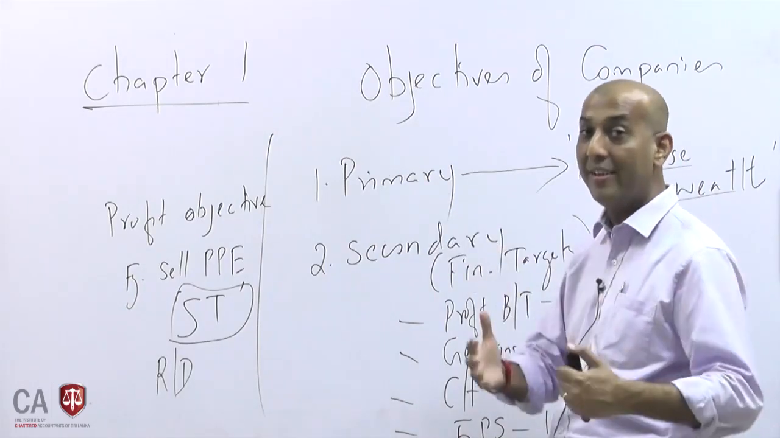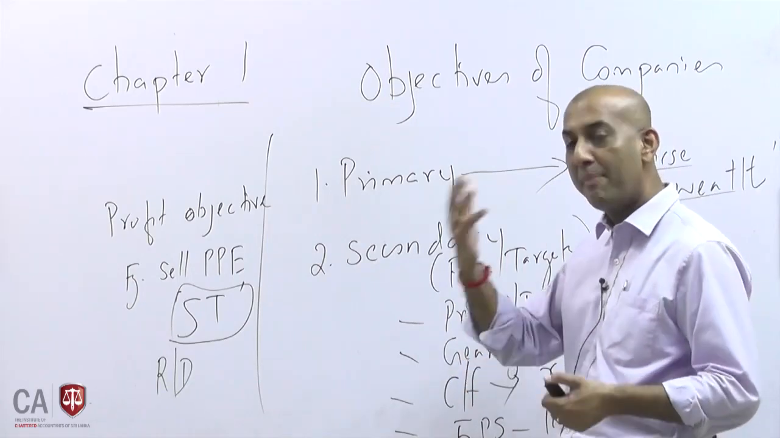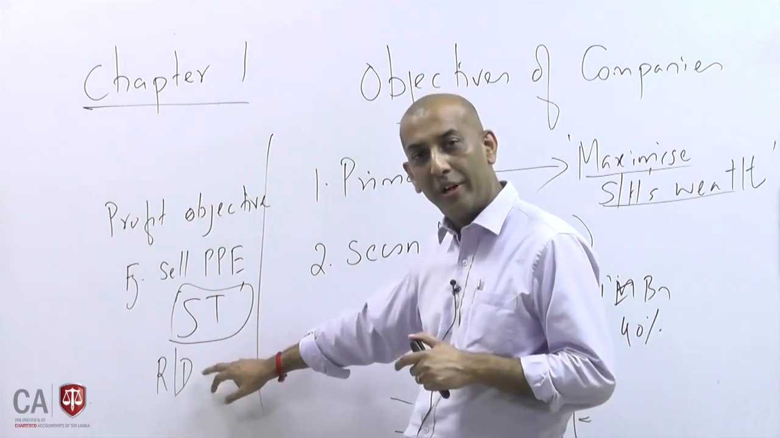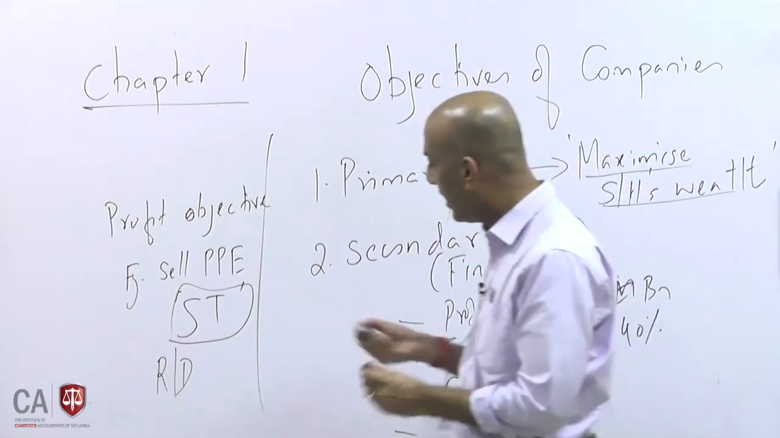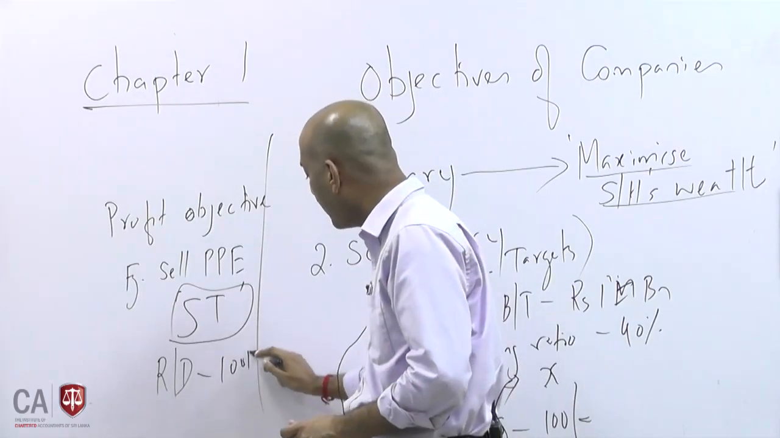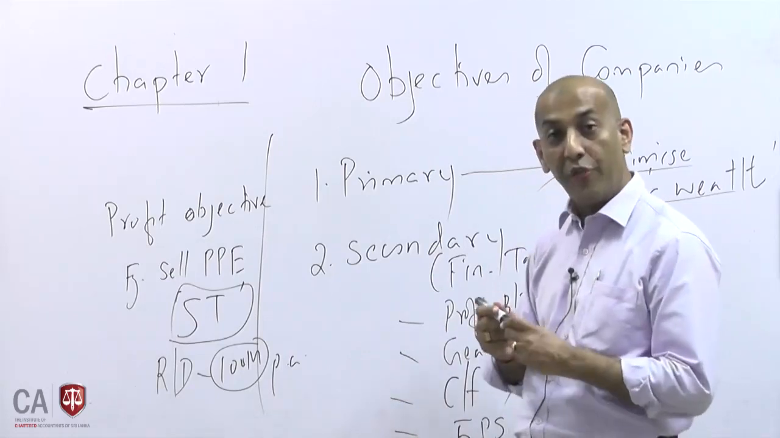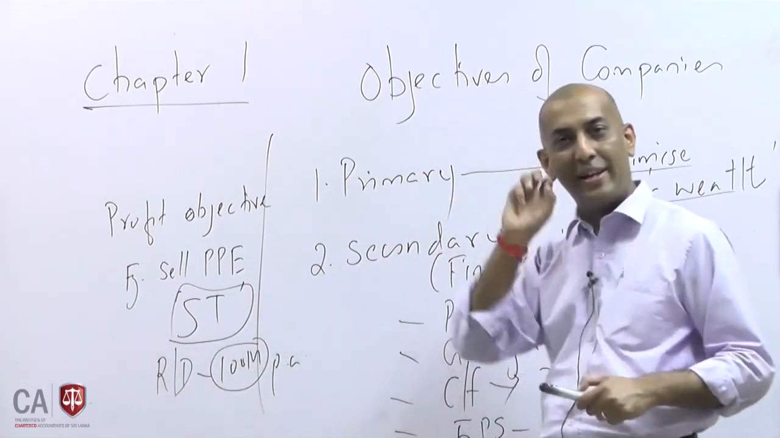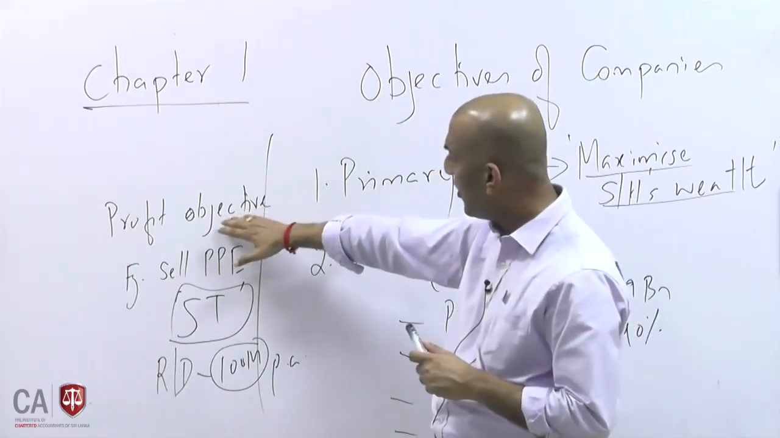Why? You will be surviving, or sustaining your business existence and making money for your shareholders. If you don't incur the research and development cost annually, you might have a good profit for the year. Say, for example, your research and development cost is 100 million per annum, and you decide you don't want to incur this cost. By not incurring this cost, I am saving 100 million, so my profit goes up by 100 million. That is a profit objective.